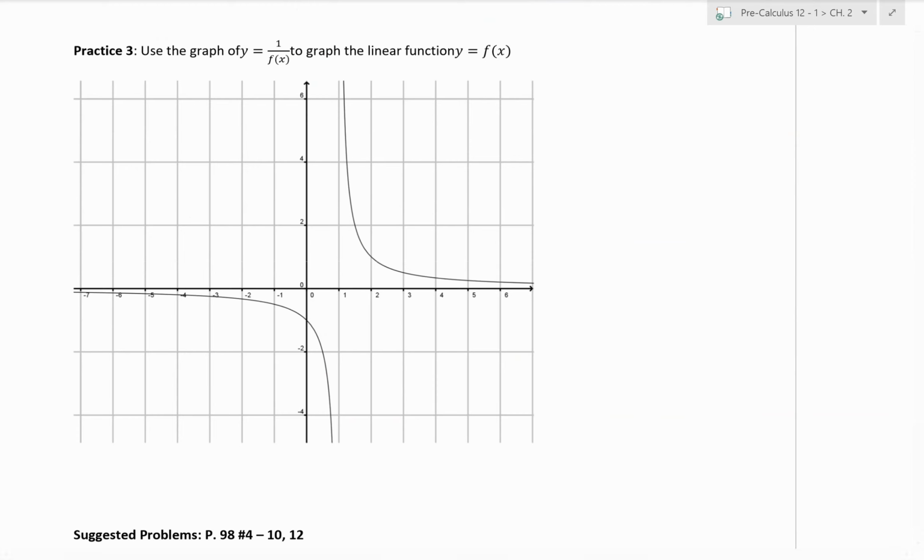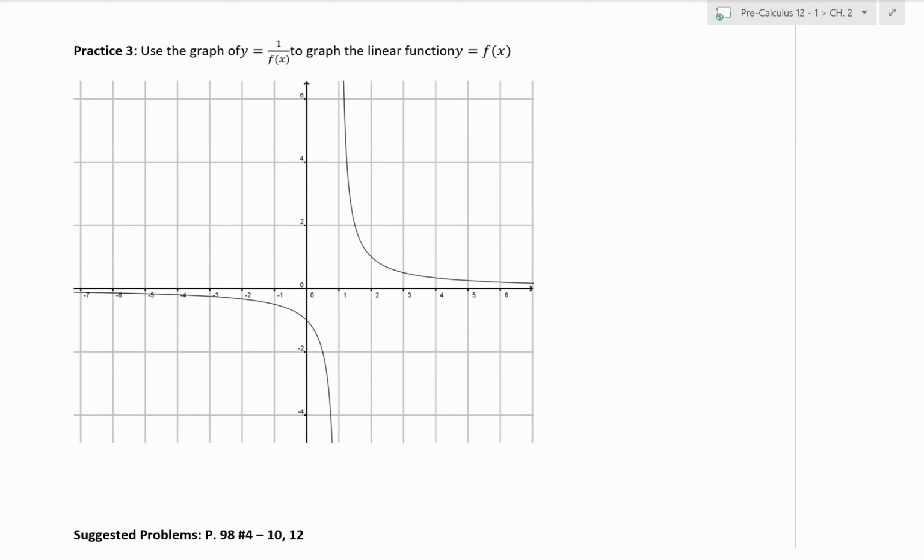Okay, anyways, let's come back to the last example here. It says use the graph of y equals 1 over f of x to graph the linear function y equals f of x. So we're going backwards. Here this is given to us as the reciprocal graph already. Now we're going to graph the original graph, so we're going backwards.